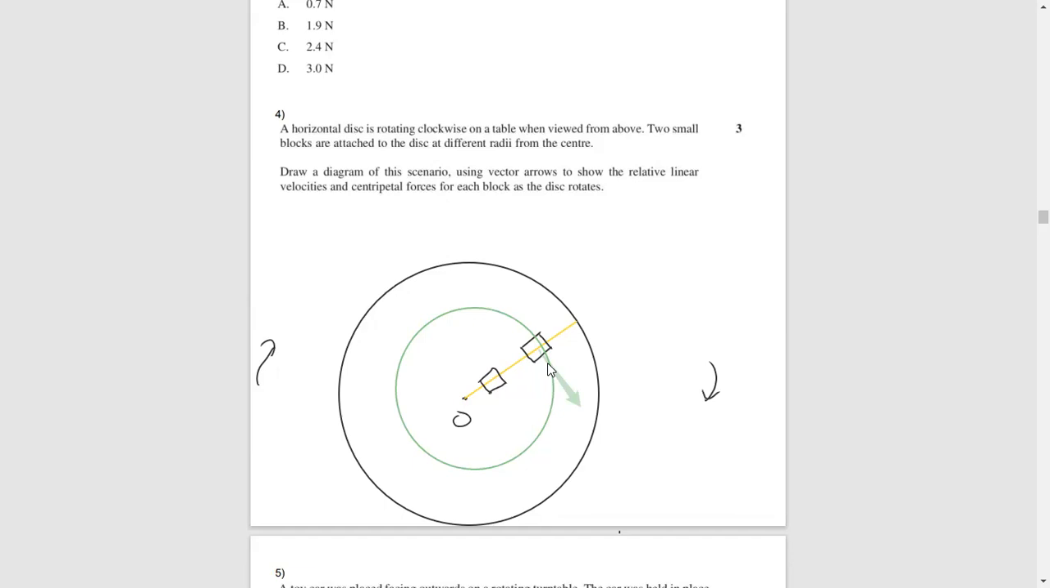And this one will be going in a smaller concentric circle like that. So it means it'll be going the same direction, but slower. Okay, so that gives you the sort of idea. Same direction, but slower. Now, that's the velocities. Now, we also need to show the centripetal forces.